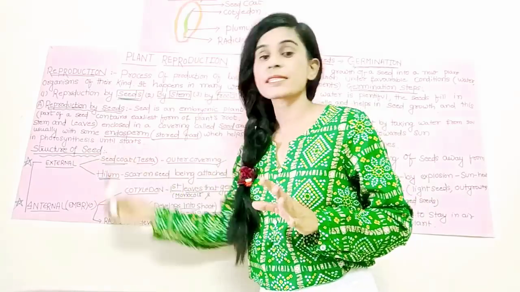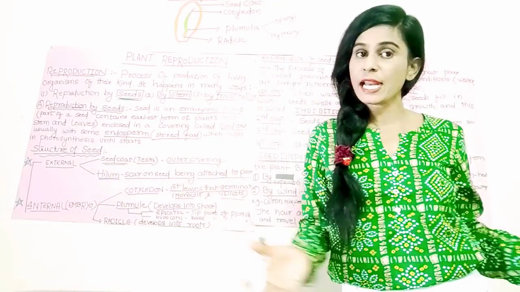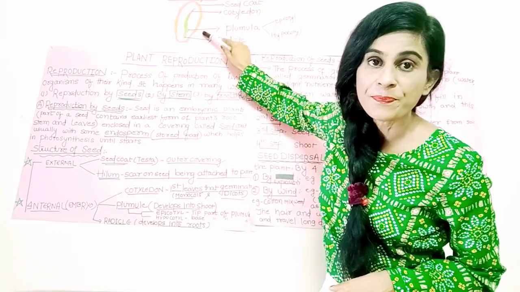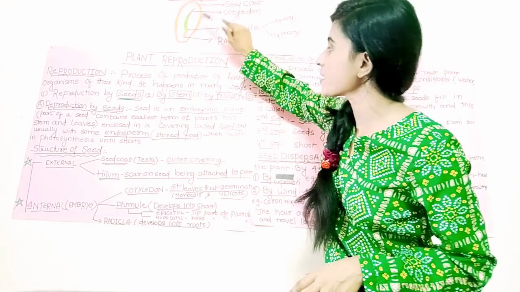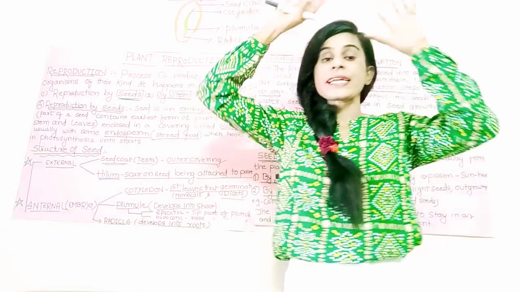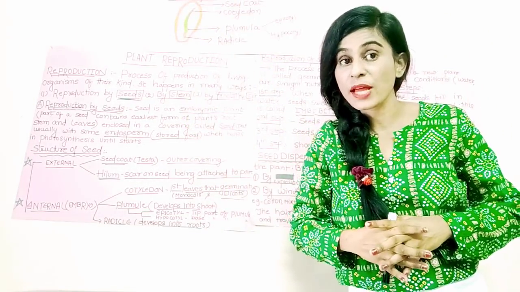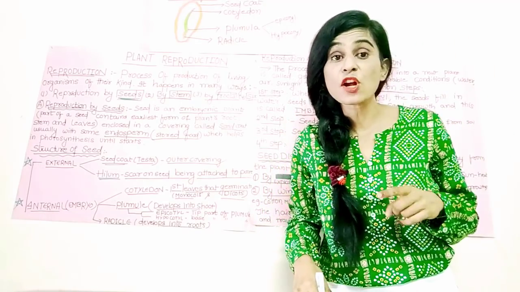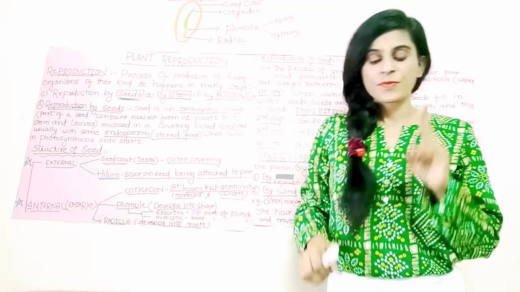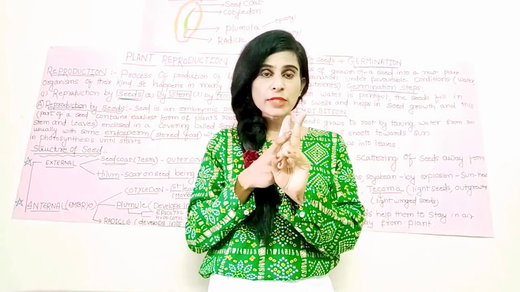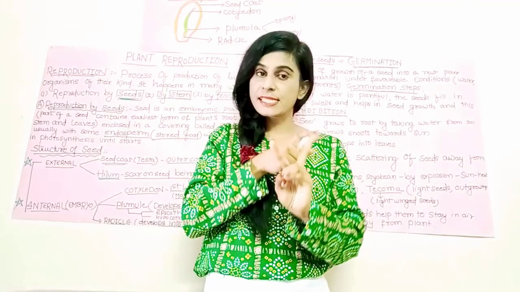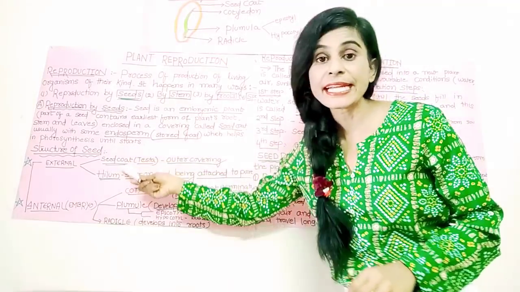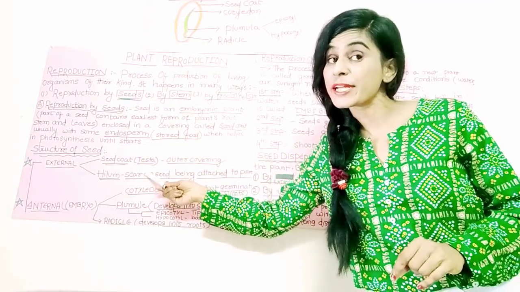The seed structure has two parts, external parts and internal parts. Here you can see the structure of the seed. It has an external covering. I have told you what that external covering is called: seed coat or testa. The structure of the seed has two types, internal structure and external structure. The external has another two parts. That is the seed coat, and what is the other name of seed coat I told you?